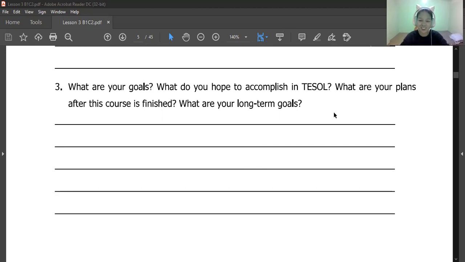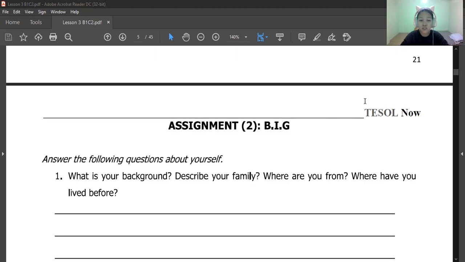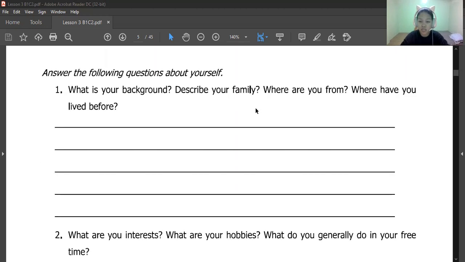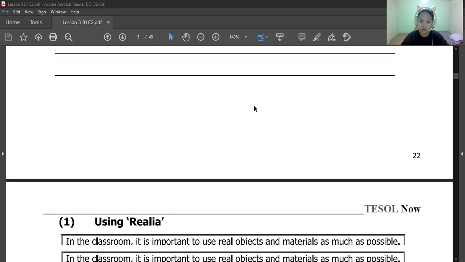By the way, this is a TESOL learning material. That's why you can see that, of course, the questions are anchored to TESOL. Okay, so those are examples of questions that you can throw to your students when you want to get their BIG: background, interests, and goals.